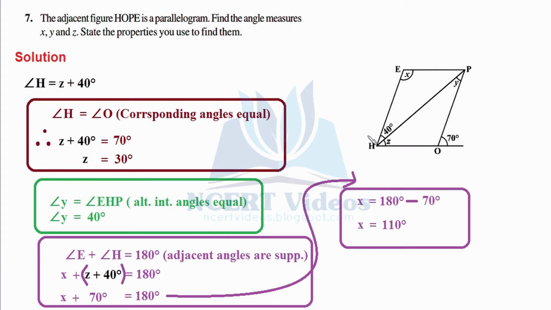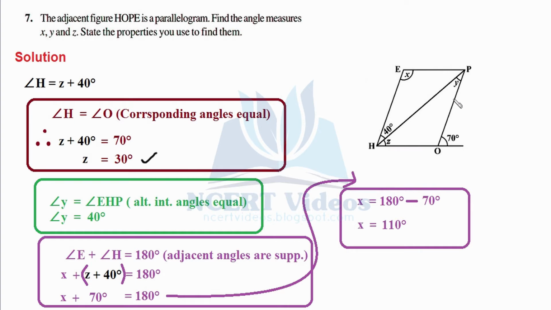Angle H is equal to 40 plus Z, therefore we wrote Z plus 40 degrees equal to angle O is given to us as 70 degrees. It is a linear equation in one variable which we know very well how to solve. So angle Z as it is, transposing positive 40 degrees towards right hand side, it will get subtracted. Let's do it in our mind. 70 minus 40 will give us 30 degrees. Therefore, we have successfully found measure of angle Z, that is equal to 30 degrees.